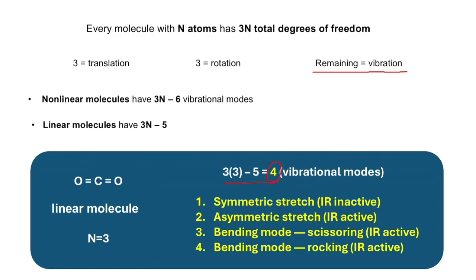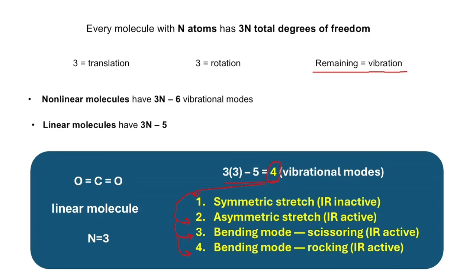So these 4 vibrational modes are a symmetric stretch, which is IR inactive, just like I mentioned; asymmetric stretch, which is IR active; bending mode, also known as scissoring, which is also IR active; and then the other bending mode, which is rocking, which is also IR active.